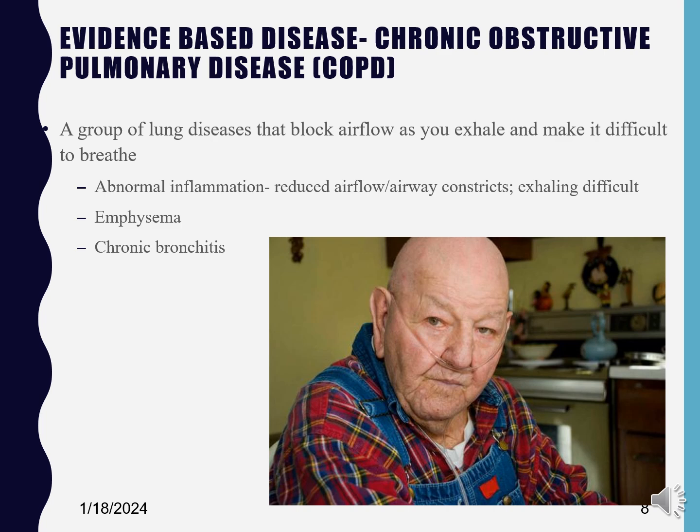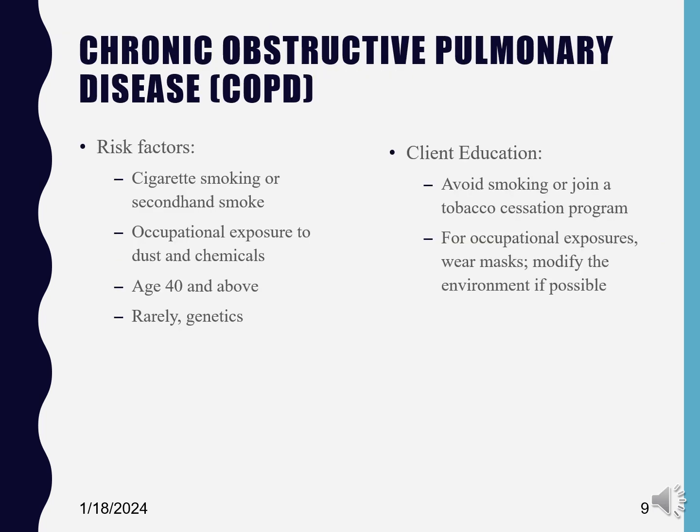The airway constricts. And so with the airway constriction, a lot of times mucus will collect very easily and be difficult to expectorate. So exhaling is difficult with this inflammation. A couple of these diagnoses include emphysema and chronic bronchitis. Some of the risk factors, you may not be surprised that cigarette smoking or inhaling chemicals is a big risk factor for this diagnosis.